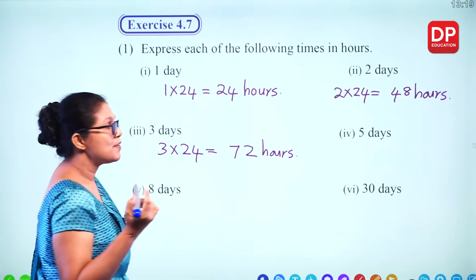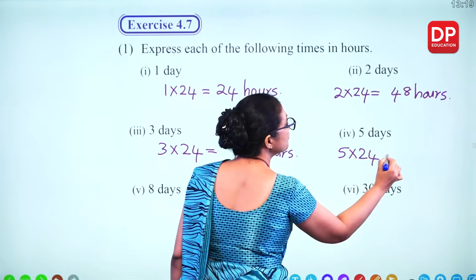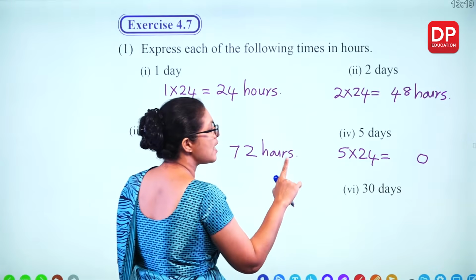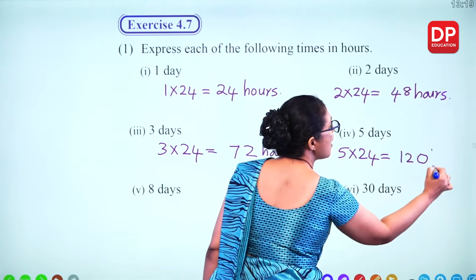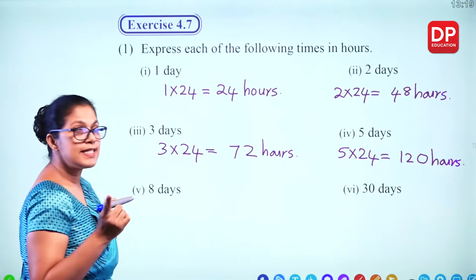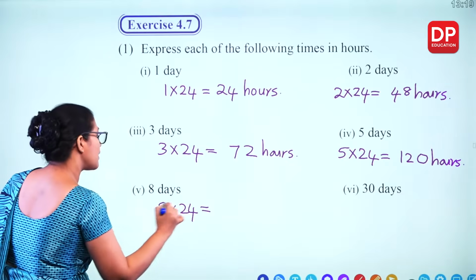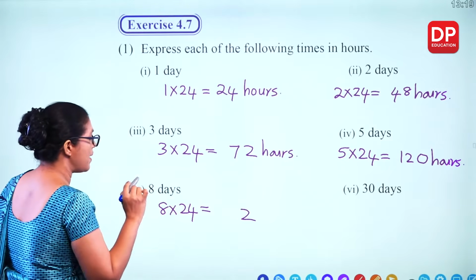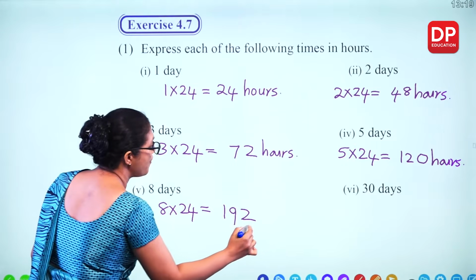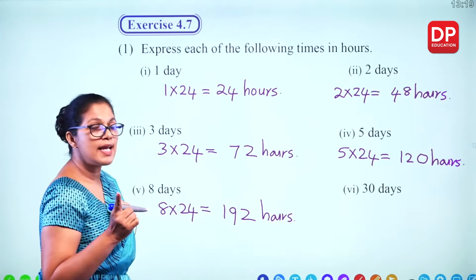5 days means 5 times 24. 5 times 4, 20. 2 remaining. 5 times 2, 10 plus 2, 12. 120 hours. 8 days. 24 times 8. 8 times 4, 32. 3 remaining. 8 times 2, 16 plus 3, 19. So 192 hours. 30 days.